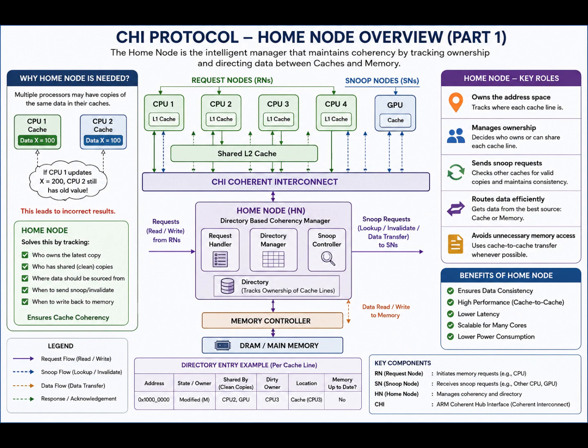Another major responsibility is ownership management. Every cache line inside the system has an ownership status. Sometimes multiple processors may hold a shared read-only copy. Sometimes exactly one processor owns a modified version. Sometimes the line exists only in memory. The home node continuously tracks these ownership changes. When ownership needs to move from one processor to another, the home node ensures that the transition happens correctly.